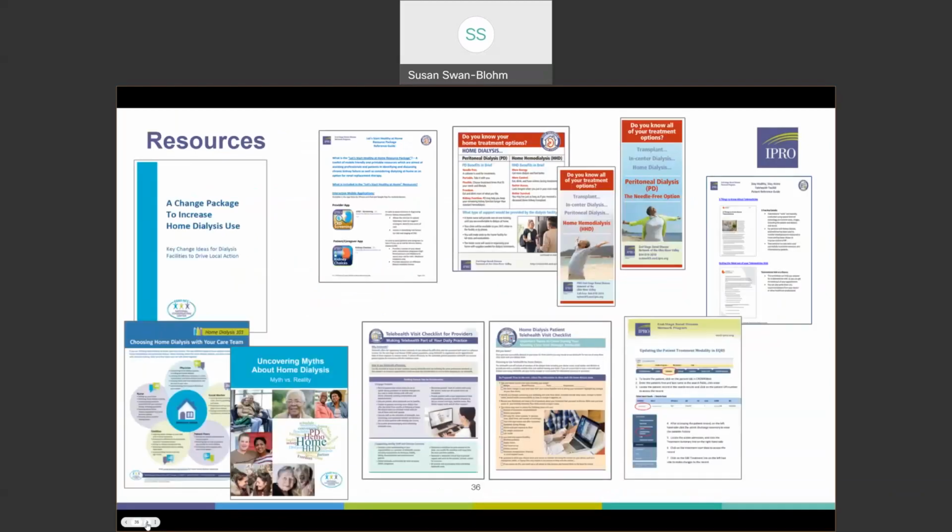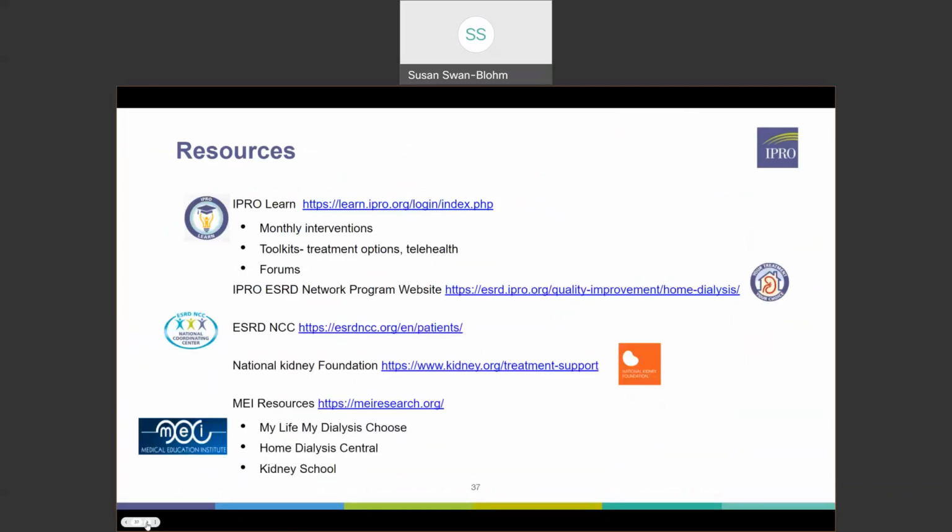These network-created or ESRD NCC resources, including home modality pamphlets, handouts, resource guides, checklists, and videos about home modalities and telehealth, can be found in the IPRO Learn Home Toolkit and on the IPRO ESRD Network website. This slide provides the websites where all of the resources can be found.